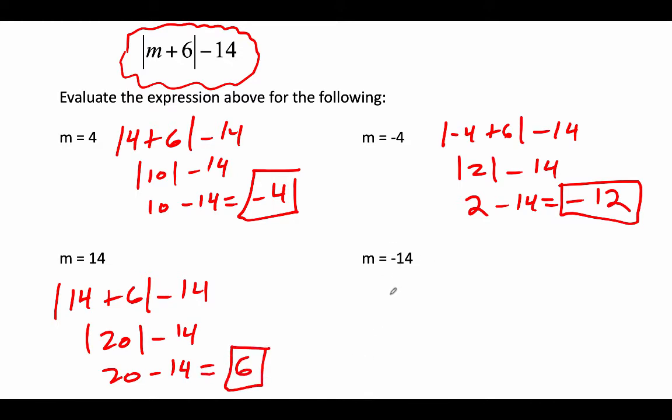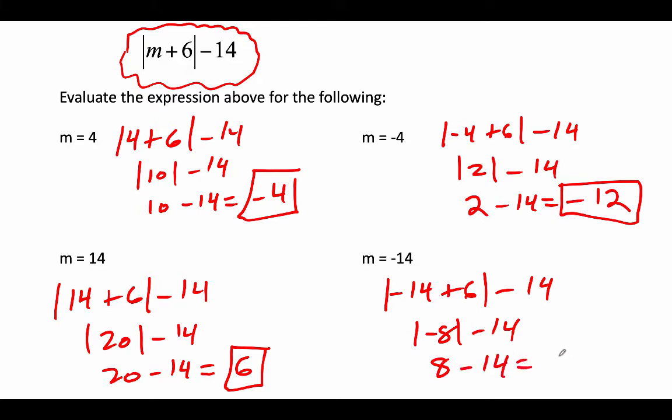Put in a -14. -14 plus 6. Just plugging and chugging here, huh? Plugging and chugging. And I get -8 minus 14. Absolute value of -8 is +8, right? We are 8 units from 0. And I get -6.